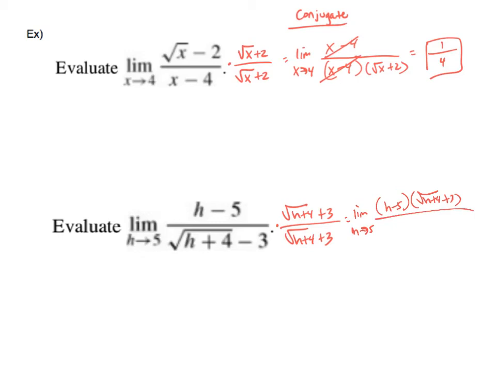Do FOIL the denominator. Your firsts, the radicals, will cancel and you'll have h plus 4. Your inners and your outers will cancel out, right? They're opposites, and your lasts will be a minus 9. So h plus 4 minus 9 simplifies to h minus 5. So that's what cancels. We're left with the numerator being root h plus 4 plus 3. Evaluate with 5 plugged in. So you have 6.